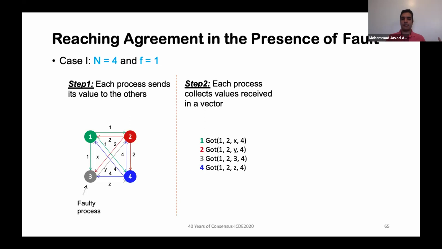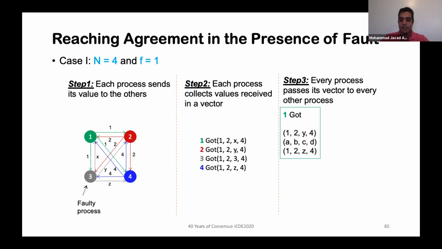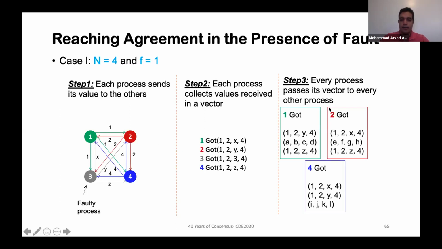Now each process collects all the values and creates a vector. So process 1 receives 1 from itself, 2 from process 2, X from process 3, and 4 from process 4. So each process is going to create this vector. And then it's going to basically multicast its vector to all other nodes. So as a result, each of these correct processes got 3 different vectors from 3 different nodes. For example, 1 got it from 2, got it from 3, and got it from 4.